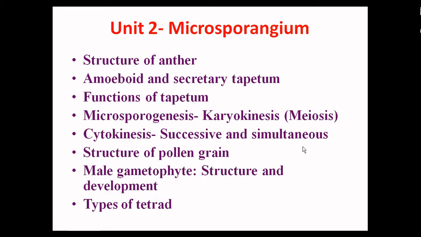Then we discussed the structure of pollen. Pollen is basically a haploid structure consisting of the pollen wall, vegetative cell and generative cell. The pollen wall is double layered, having an outer layer called exine and an inner layer called intine.